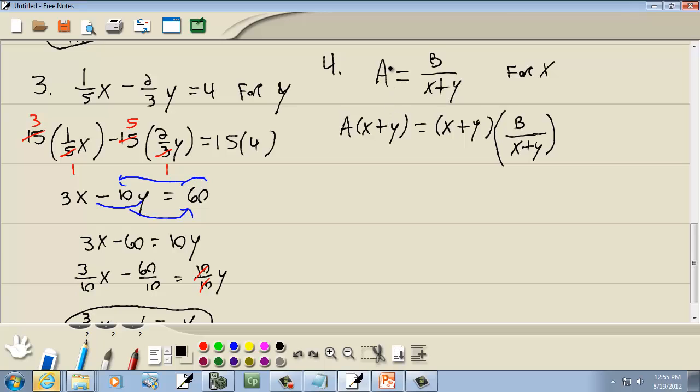Okay. So multiply this a by x plus y and this fraction by x plus y. Well, a times x is ax. A times y is ay. Over on the right side, the x plus y's cancel, and we're left with b. That's the second step, get rid of fractions. Third step, get everything with the variable we're solving for on one side, everything else on the other side. We're solving for x, which is right here. So I'm going to take the ay and move it to the right side. So we get ax is equal to b minus ay.